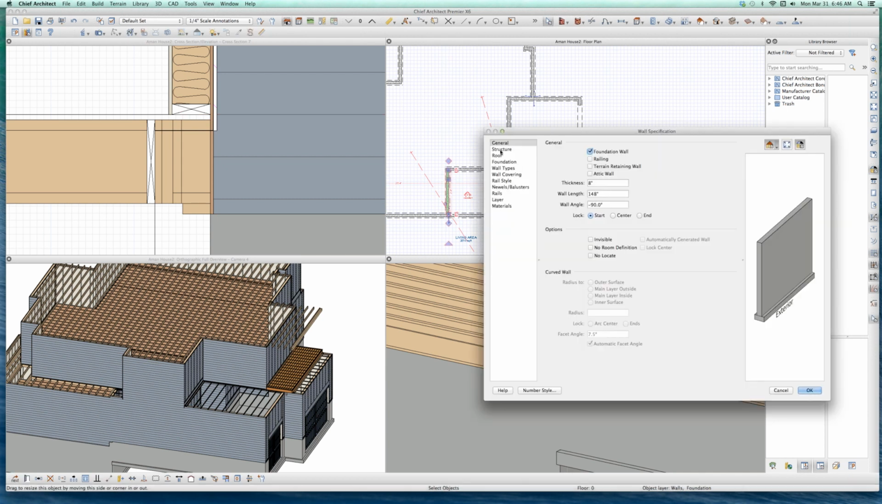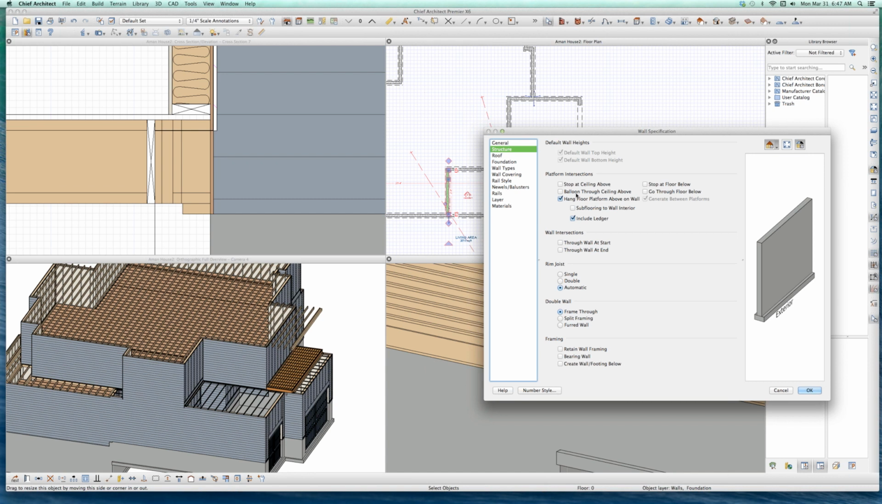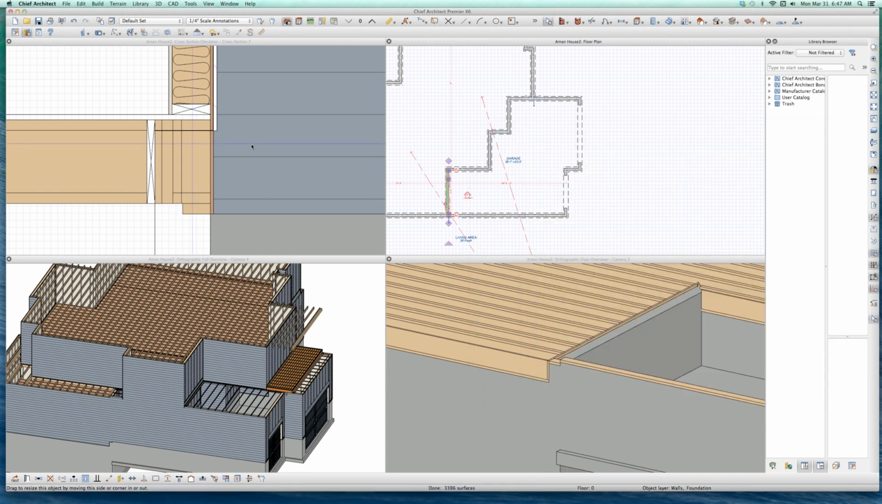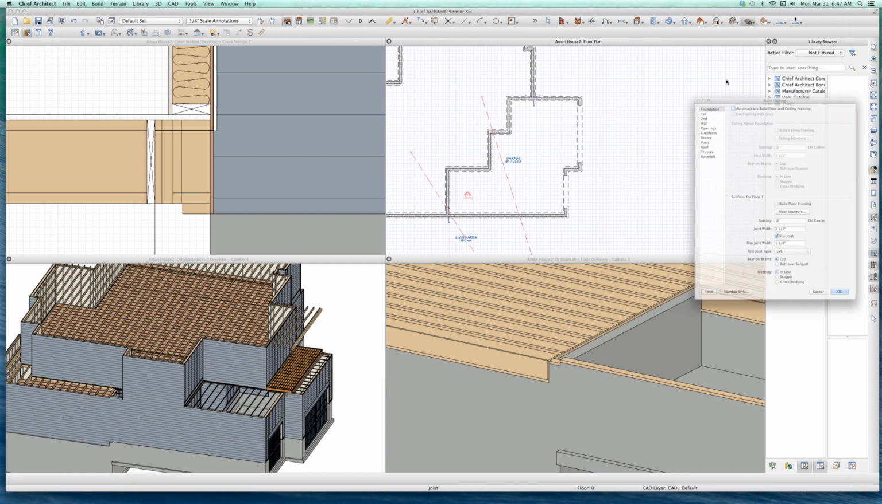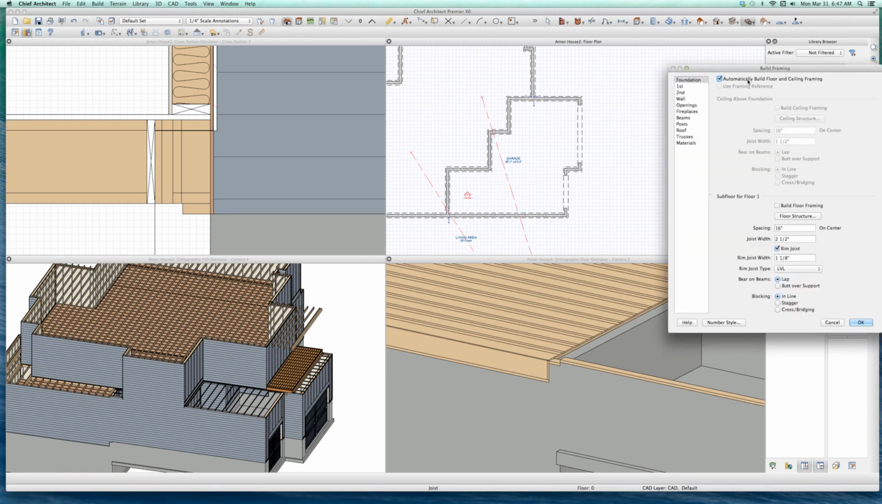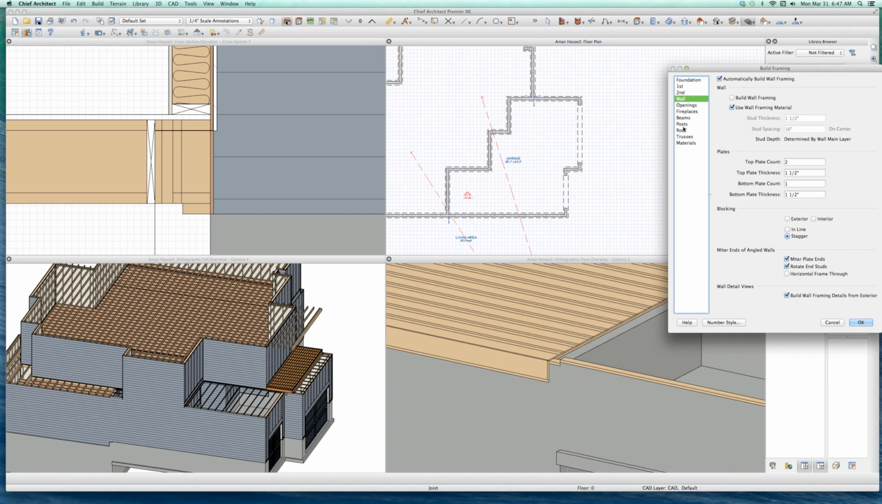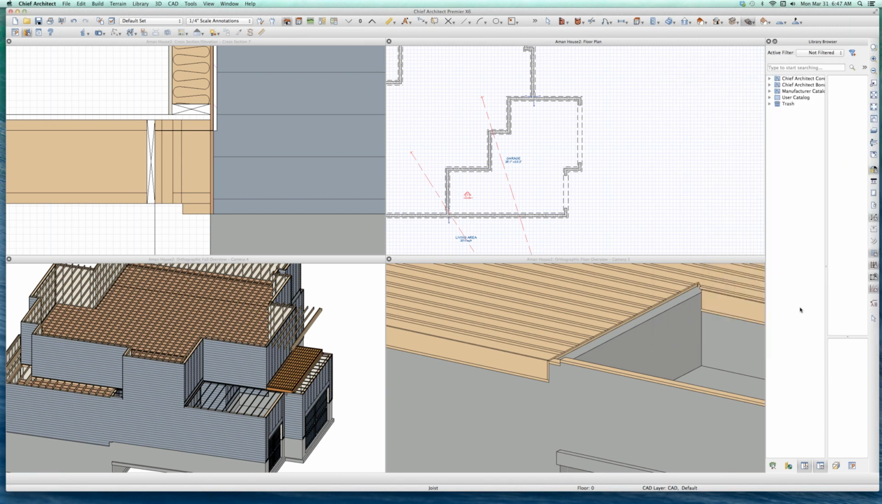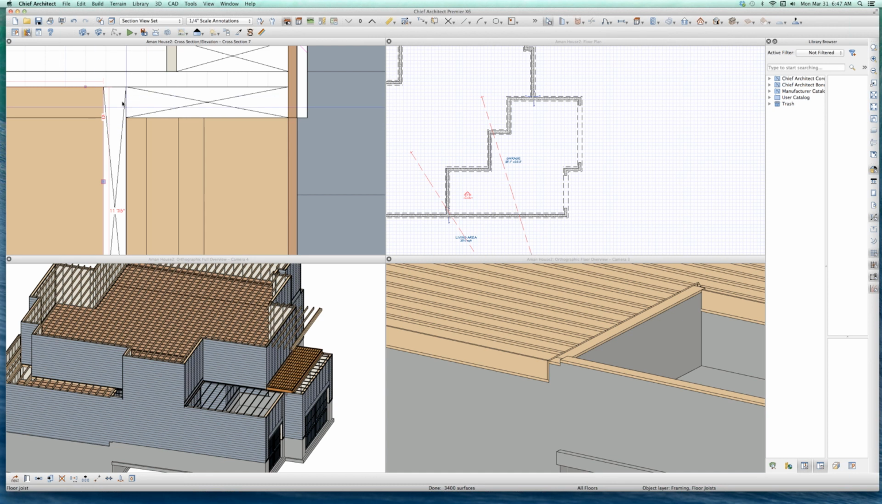UU. Structure. Include ledger. I don't want the subfloor to go to the wall interior. I want it to go over. That way we get a good connection, right? F12. Oh, did I turn off my framing? That's the question. Here, turn on my framing. Yeah, automatically build floor and ceiling framing. The wall's still automatically built. The roof's still automatically built. Perfect. Now watch. Yep. See, now I got this 8-inch sill plate right there.